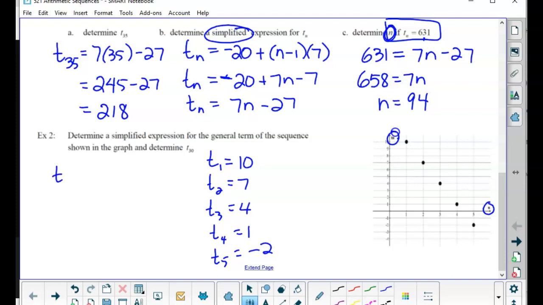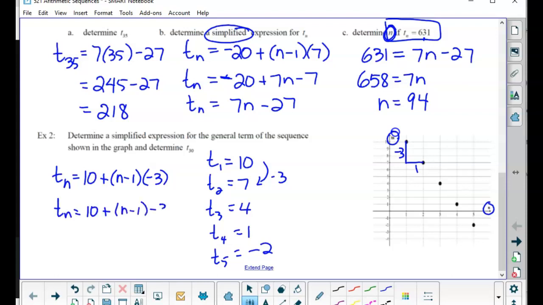And then do T30. So Tn, first term here is 10 plus n minus 1 times the common difference. So what's happening? Each time we're subtracting 3. If you were to find the slope between any 2 points, it would be minus 3 there to the right 1. So it's the same as the slope. Okay, so that's negative 3. Please make sure you put brackets around the negative 3, the d value if it's negative, because if you don't, this is what it'll look like. And that does not look like multiplying. That looks like subtracting.